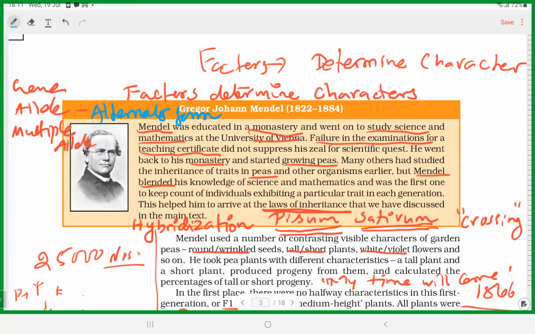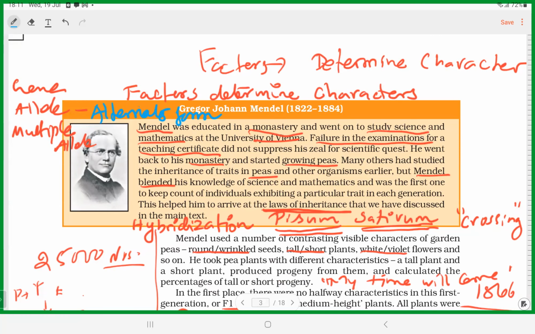Allele means alternate form of a gene. Another form of a gene. One gene gives black eye color, another gene gives brown eye color. One gene gives straight hair, another gene gives curly hair. One gene gives fairness, one gene gives darkness. Okay, means alternate form of a gene.